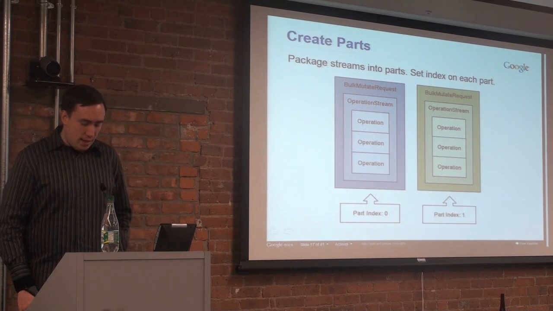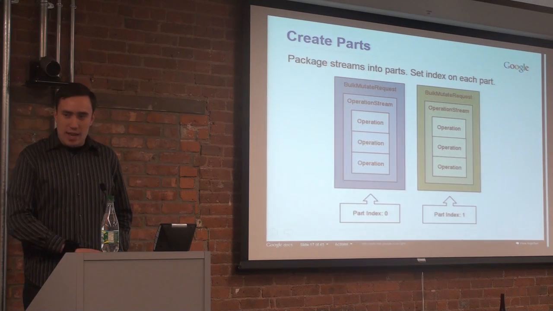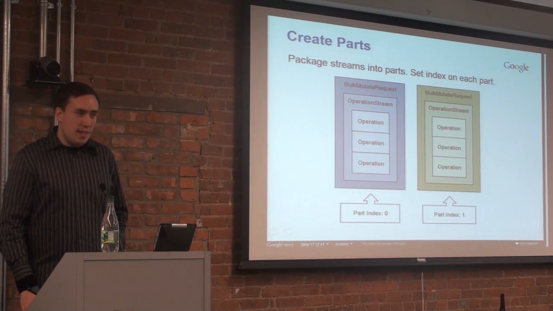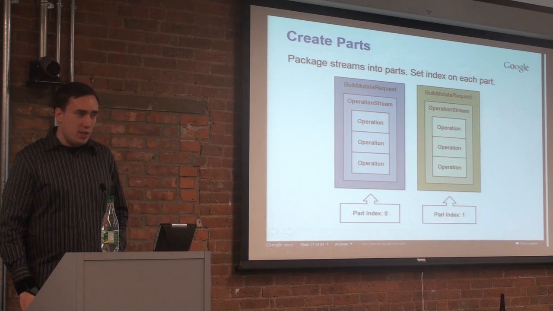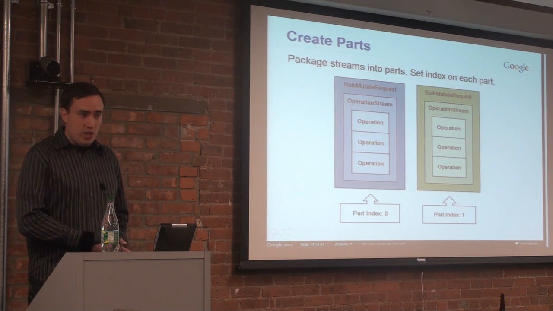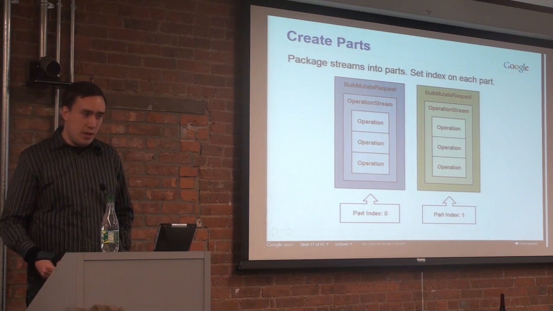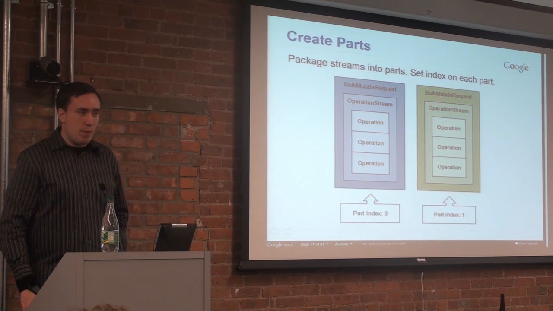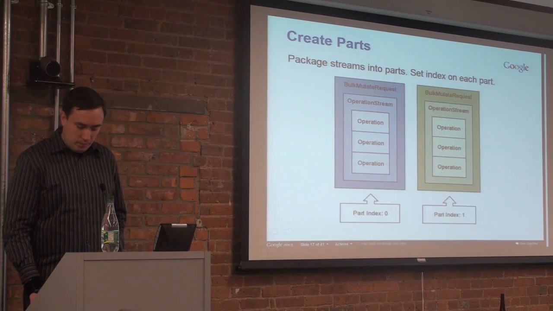But at the minimum, you need to have one bulk mutate request, and then put your existing operation streams in those requests and set the index. The index is zero-based, and it does affect how they're processed. All the operations in a stream are processed in order, and all the parts are processed in order. So the order does have some effect if you have operations that depend on each other.